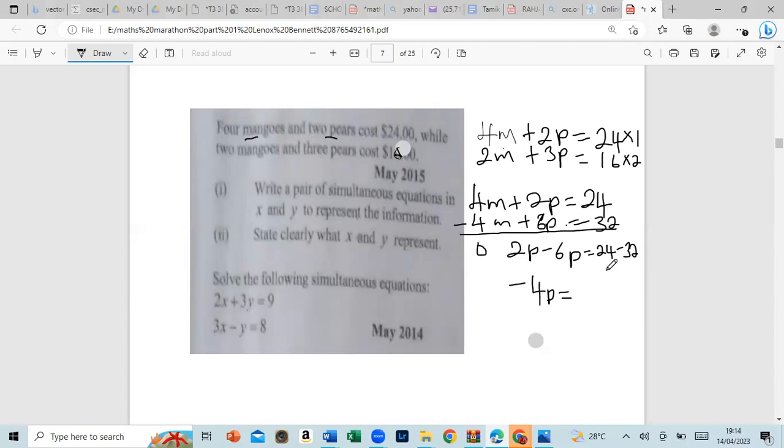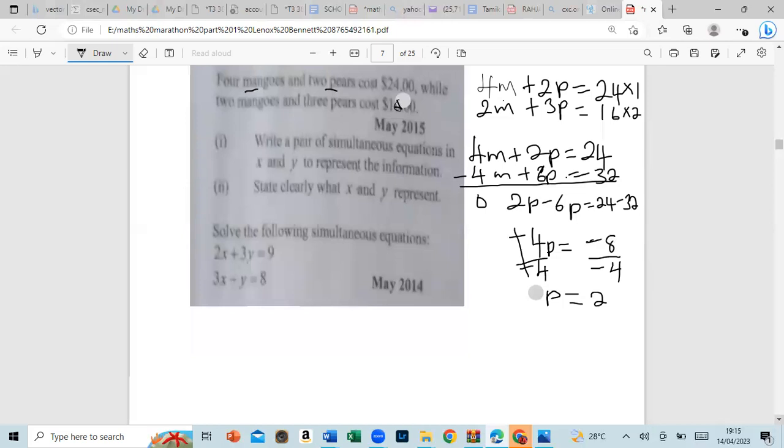24, what do we need? 8? We need 8 more, right? To get to 32. So that would have been negative 8. And then we divide by negative 4. So the pear, it'll be $2. And once we get that, then we can easily find the cost of one mango.